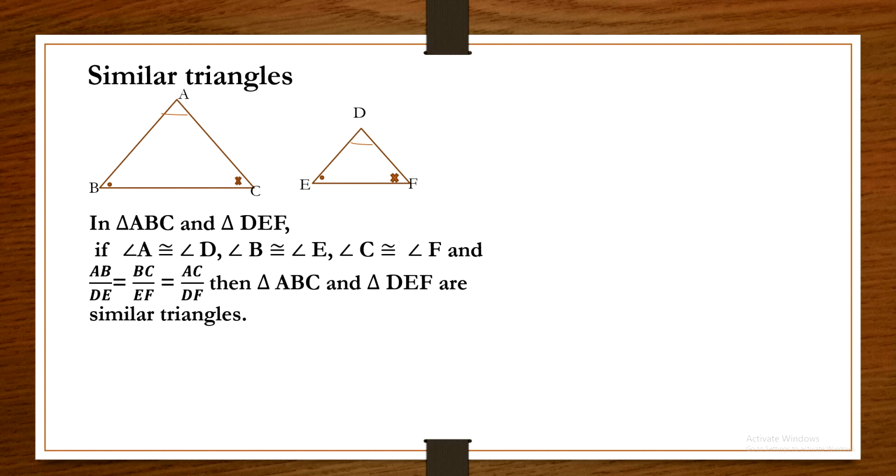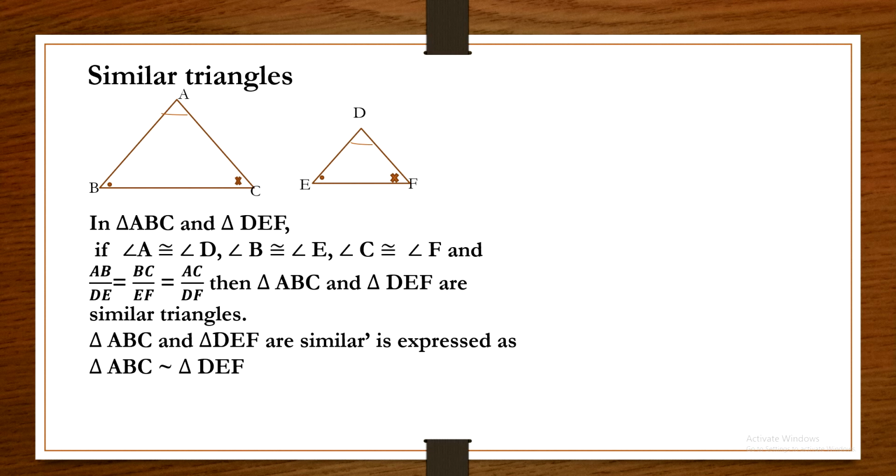In triangles ABC and DEF, if angle A is congruent to angle D, angle B to angle E, and angle C to angle F, and also the ratio of corresponding sides, that means AB upon DE equal to BC upon EF equal to AC upon DF, is constant, then we can say that triangle ABC and triangle DEF are similar triangles. In notation form we write triangle ABC is similar to triangle DEF.